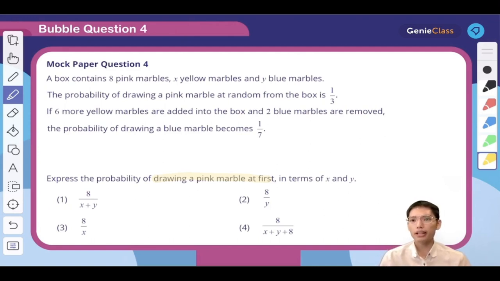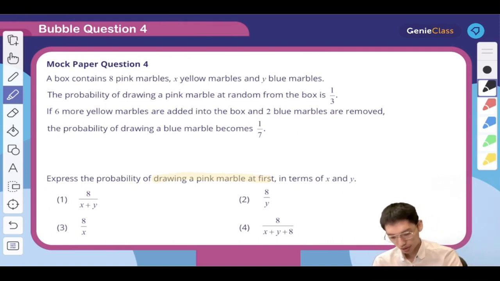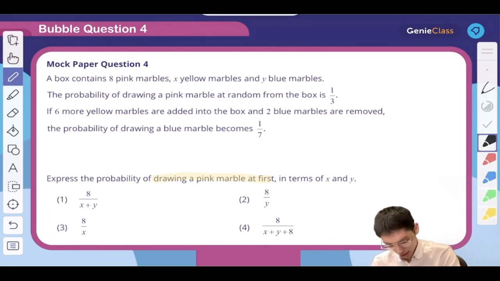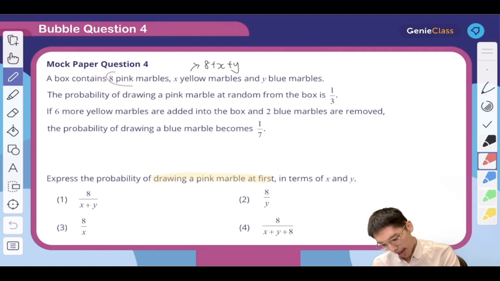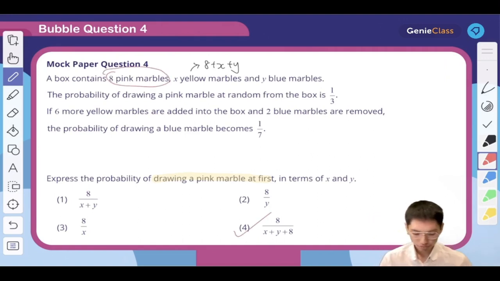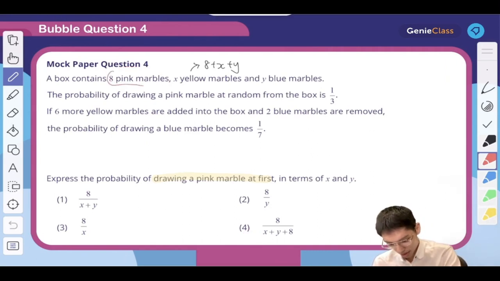Alright, time is up. Again, probability. This is your simple probability. How many outcomes are there? In this case, it's going to be 8 plus x plus y. That's going to be the denominator. And then we have 8 pink bubbles. So that's where I have the answer to be 4. I hope you guys get it from here. This one shouldn't be much of an issue, because 8 big bubbles.